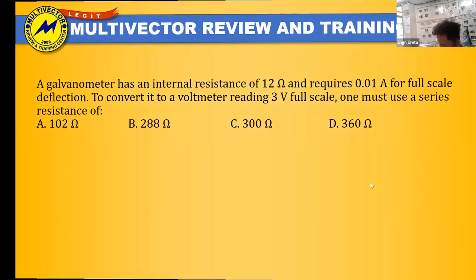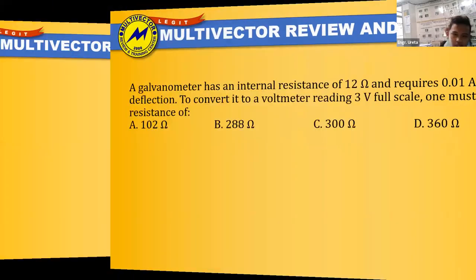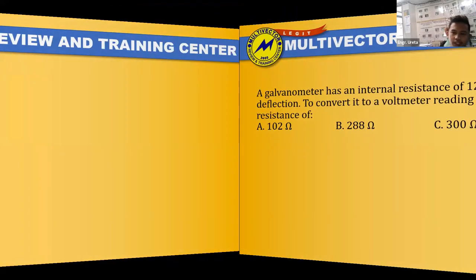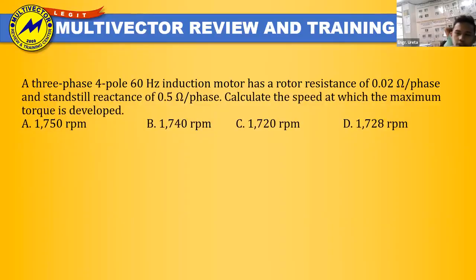Okay, question number 63. A three-phase, 4-pole, 60 hertz induction motor. So binigay yung rotor resistance 0.02, standstill reactance 0.5. Calculate the speed at the maximum torque.